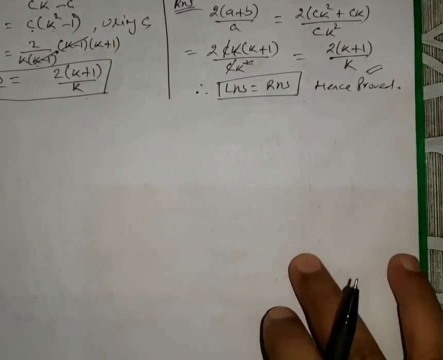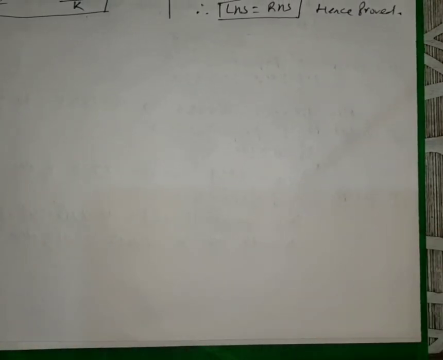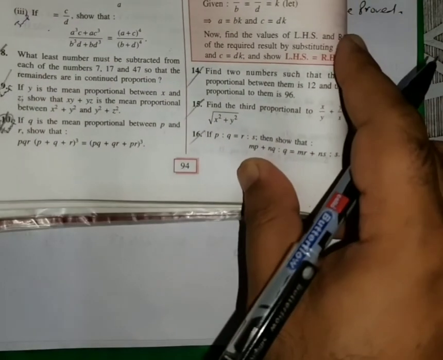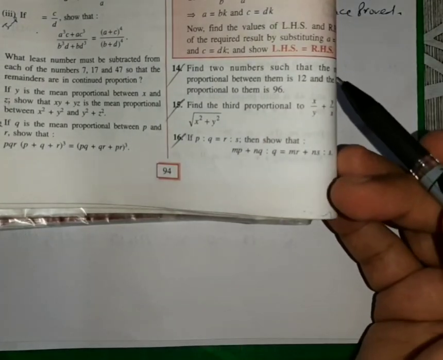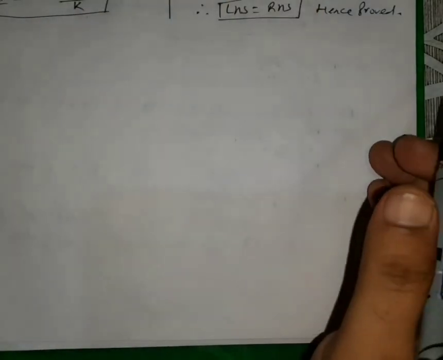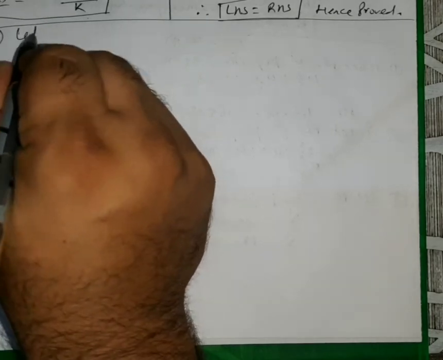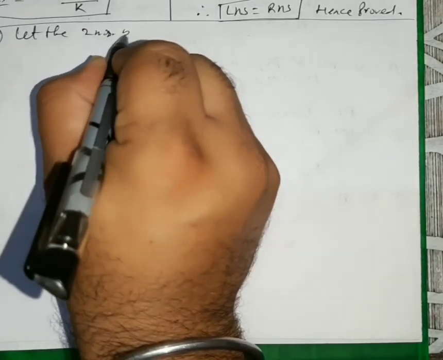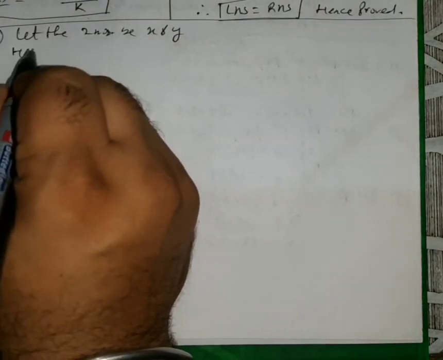Now I am taking the next question. So that is question number 14 from your exercise. So question is, we have to find two numbers such that the mean proportional between them is 12. So here the mean proportional is given as 12 and the third proportional to them is 96. So this is also very important part now. So find the two numbers. So let the two numbers be x and y.